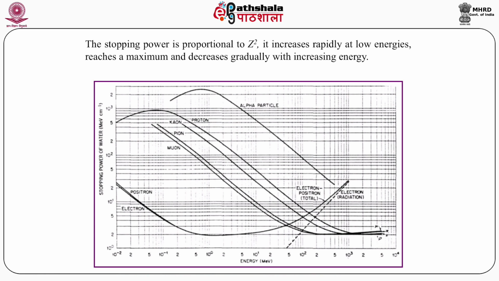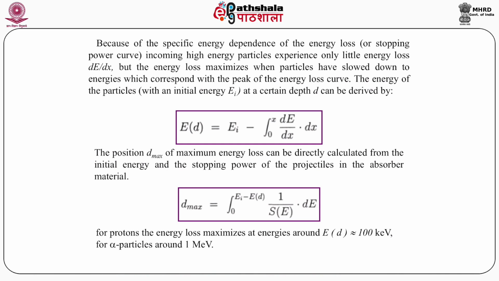The stopping power is proportional to Z square. It increases rapidly at low energies, reaches a maximum and decreases gradually with increasing energy. This can be seen in the graphs. Because of the specific energy dependence of the energy loss or stopping power curve, incoming high energy particles experience only little energy loss, dE by dx, but the energy loss maximizes when the particles have slowed down to energies which correspond with the peak of the energy loss curve.